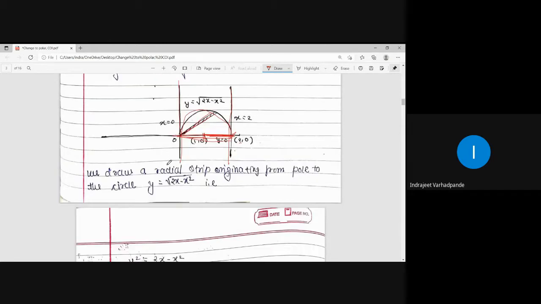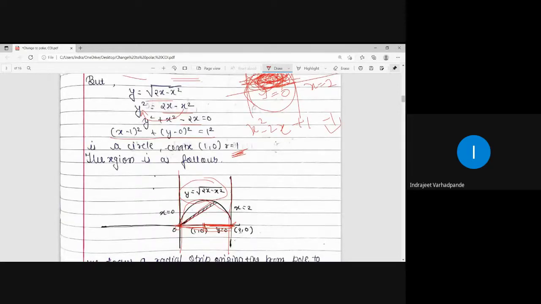Okay? So we draw the radial strip originating from the pole. The lower end of the radial strip lies at 0. The upper end of the radial strip lies at this. Now what is the equation of the circle which is having center at 1, 0 and radius at 2?